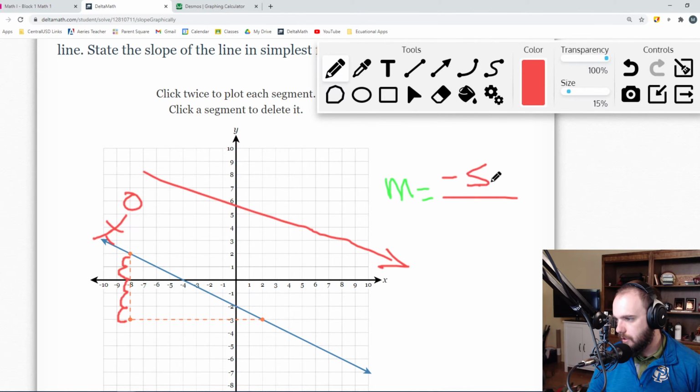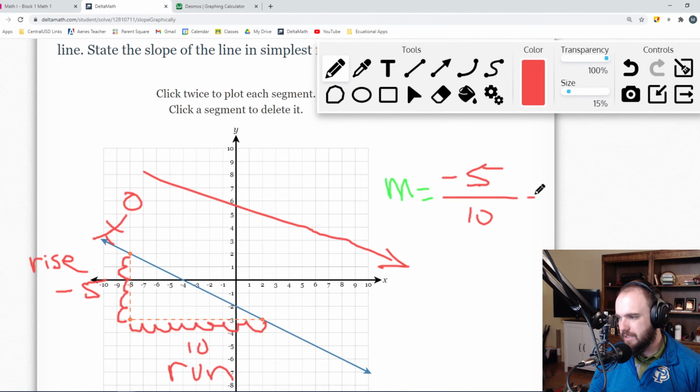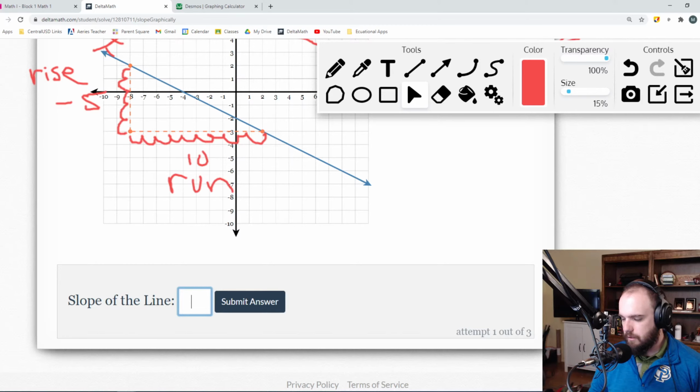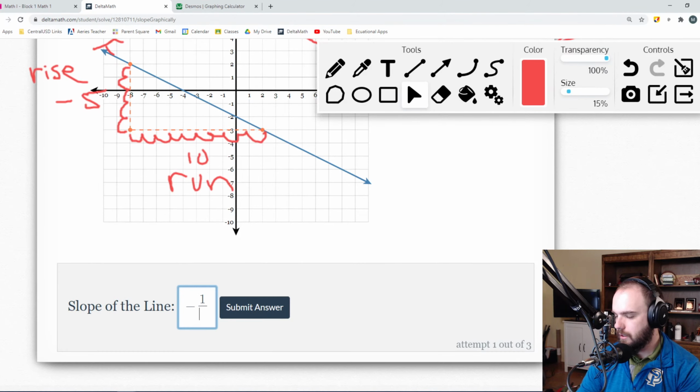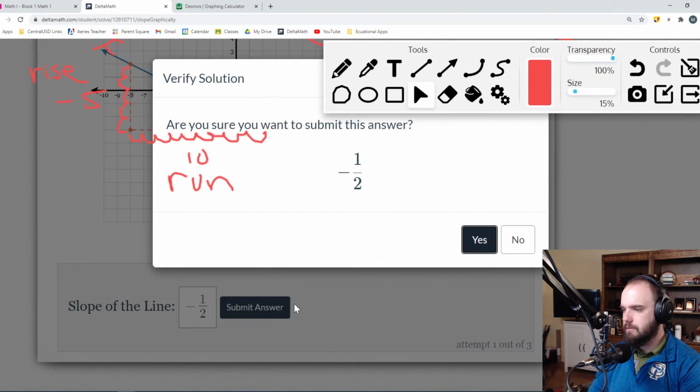So our rise is going to be -5. Remember, this is my rise. My run, I have to count now. We're going to go 1, 2, 3, 4, 5, 6, 7, 8, 9, 10. It's going to be positive 10. We need to simplify that. We can reduce both of them by 5. So it's going to be negative 1/2. Right? So my slope is going to be negative 1 divided by 2, and hit submit answer.